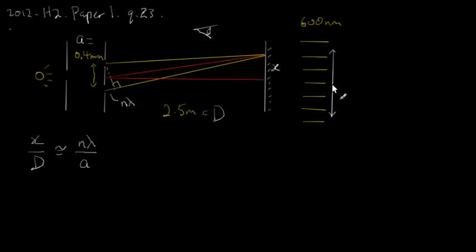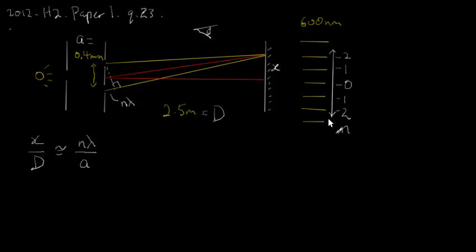So I can say that maybe that is the central fringe, where n is 0. That's the fringe where n is 1. That's the fringe where n is 2. That one, n is 1. That one, n is 2, and so on. Right. So we can do that.